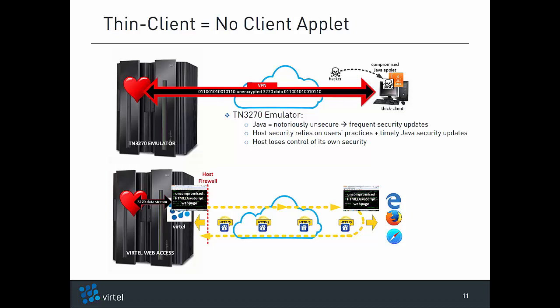With TN3270 emulators, the host security relies on the safe practices and regular Java software updates of thousands of distributed TN3270 emulation users. Who knows who they are and where they are and whether they're applying those Java updates? All it takes is one compromised TN3270 client to expose the host assets. The host can't verify that all TN3270 clients are safe and that none is compromised. In effect, the host has lost control of the access to its own assets.